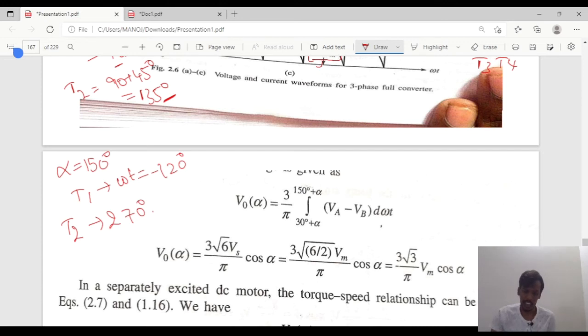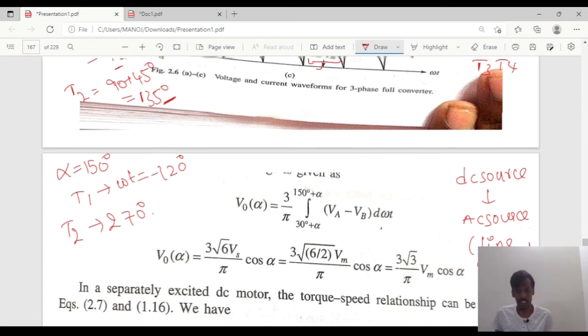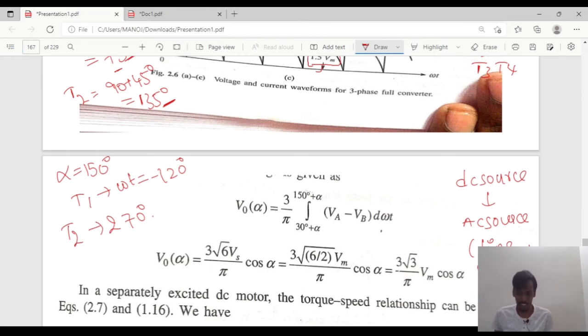The average voltage is reversed in polarity, which means that the DC source is delivering power to the AC source. So it can be called a line commutated inverter for the 3-phase full converter bridge. So it can also be said that the converter delivers power from the DC source to the AC source, and from 90 to 180 degrees it works as a line commutated inverter.